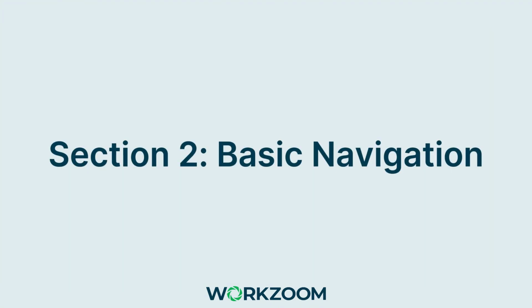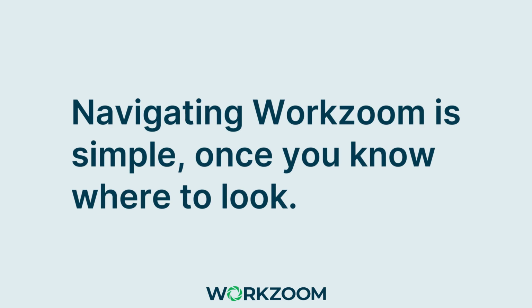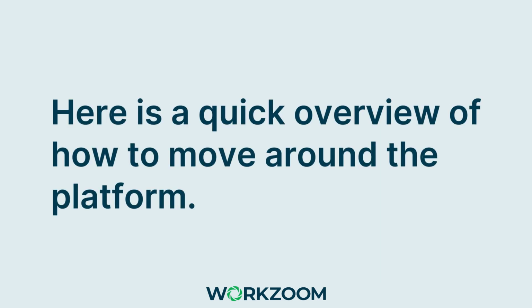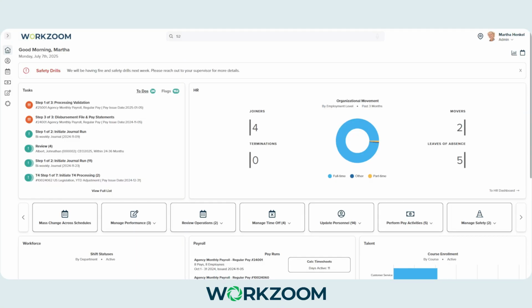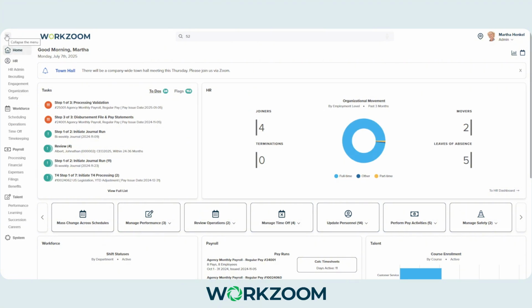Section 2, Basic Navigation. Navigating Workzoom is simple once you know where to look. Here's a quick overview of how to move around the platform. Navigating modules. To move between areas like time off, payroll, or personnel, use the left-hand side menu. Click the arrow in the top left corner to expand the menu, then select the module you would like to access.